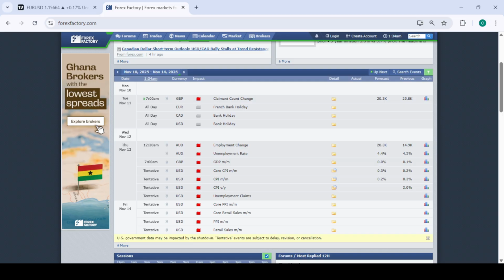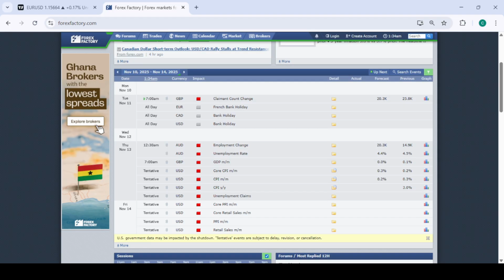Thursday we have the AUD employment change or unemployment rate, more like the NFP for AUD, and then we have the GDP for GBP. Due to the US government shutdown, the CPI news for USD and then the PPI news for the USD is still tentative, and we might not have it, or it might be rescheduled, or anything can happen for Thursday and Friday. So we only have the high impact news on Thursday for the coming week.